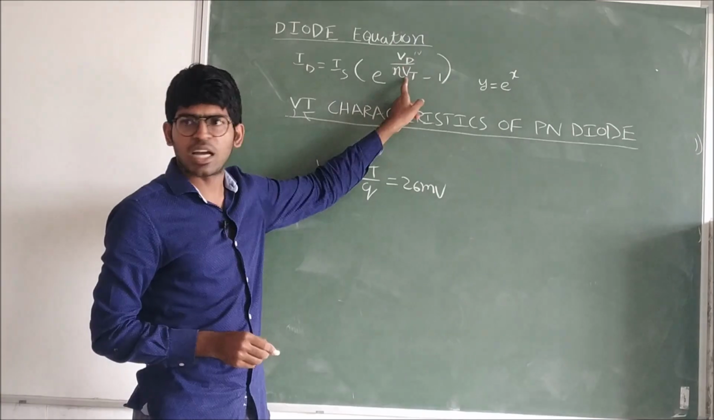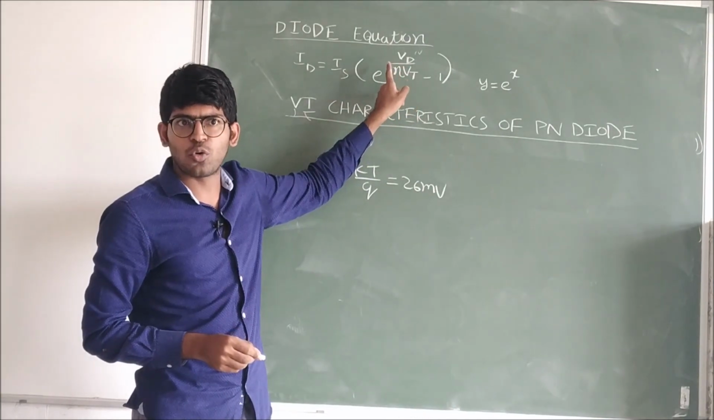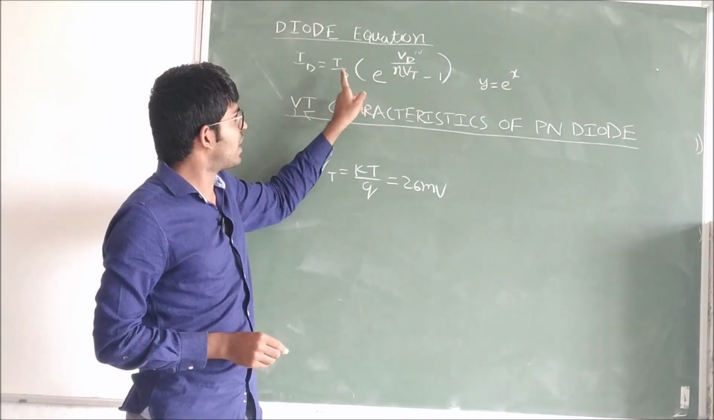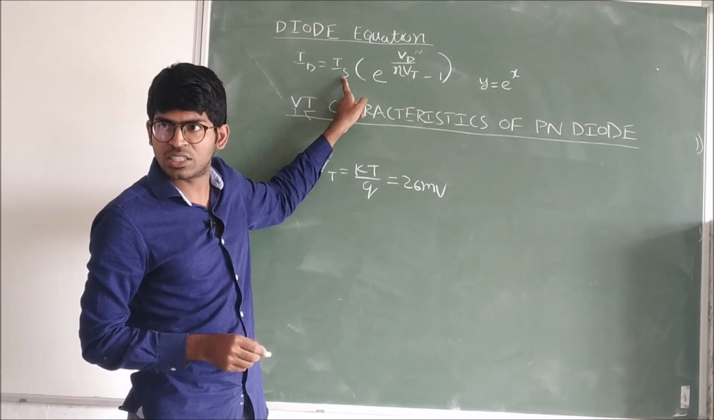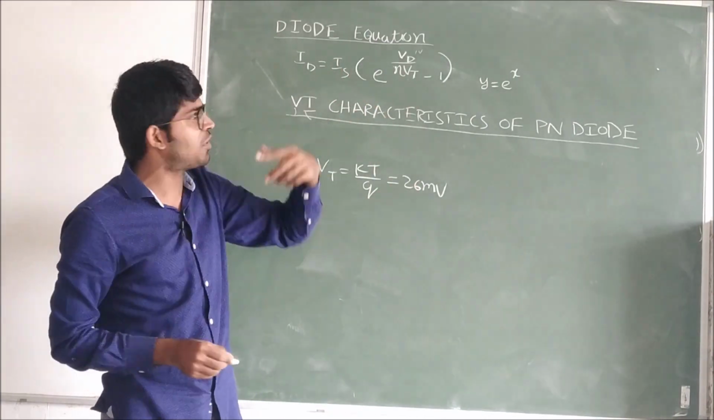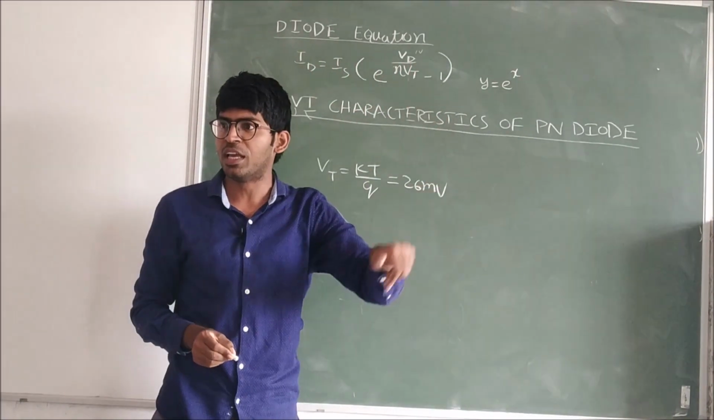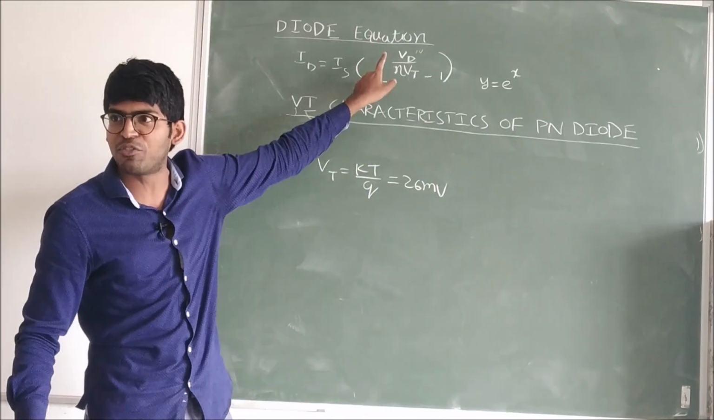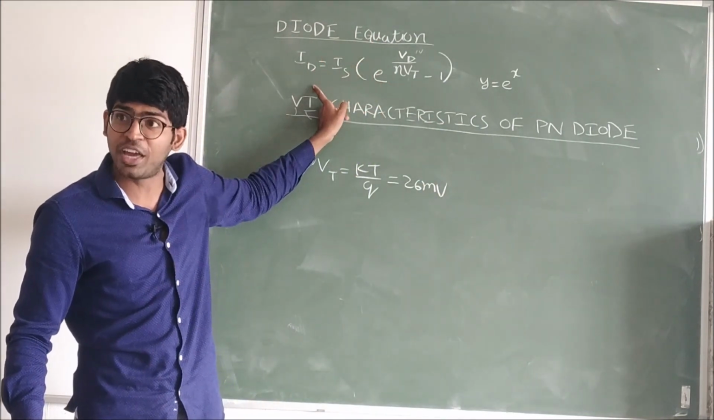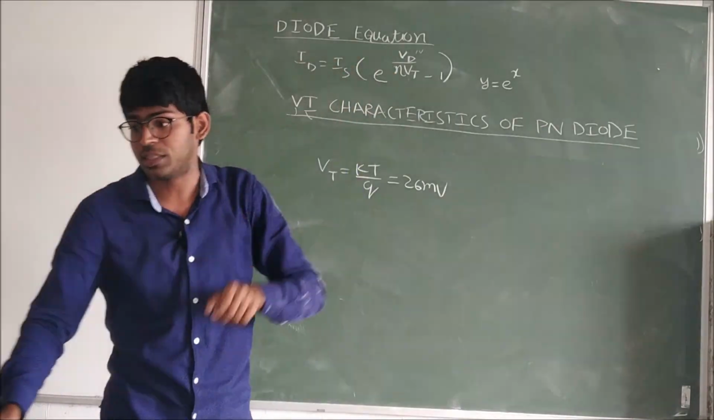So this Vt is constant, the intrinsic coefficient is constant, and the reverse saturation current is constant. The only variables in this equation are Id and Vd. So whenever we vary Vd, Id varies. This is in forward bias.